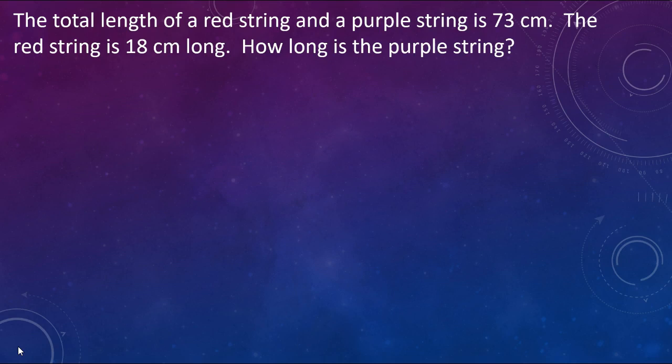Okay, so here is our application problem. I want you with your shoulder partner to solve this. You and your shoulder partner are going to talk about how to solve it first, and then you're going to solve it. The total length of a red string and a purple string is 73 centimeters. The red string is 18 centimeters long. How long is the purple string? Go ahead and talk to your shoulder partner about how you would solve this, and then solve it together.